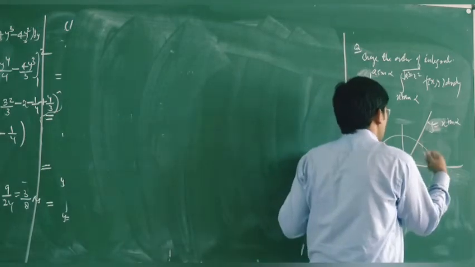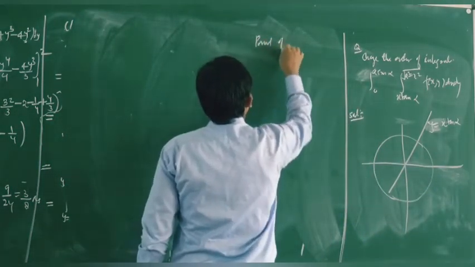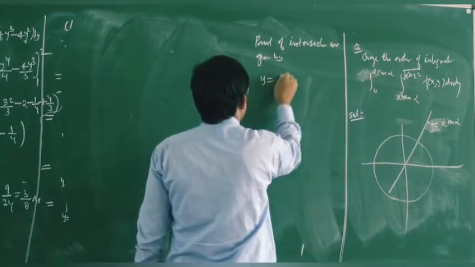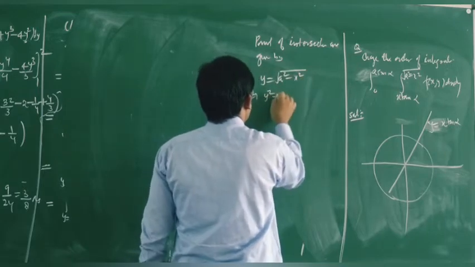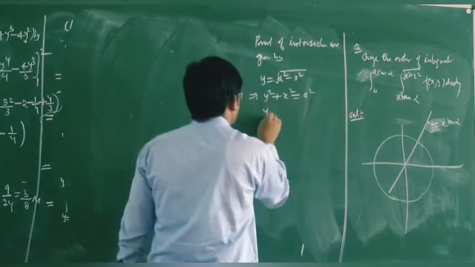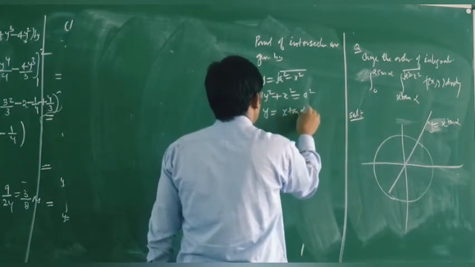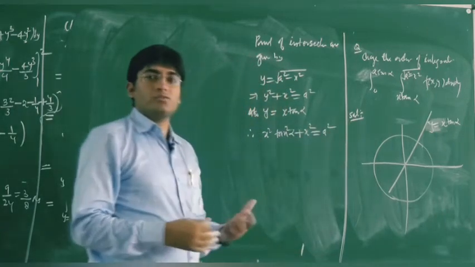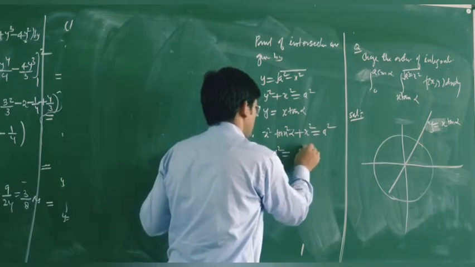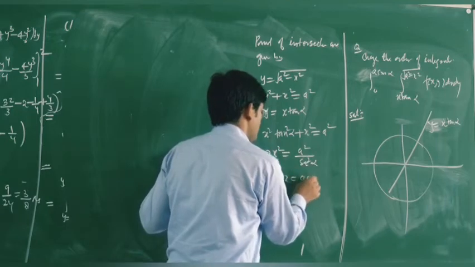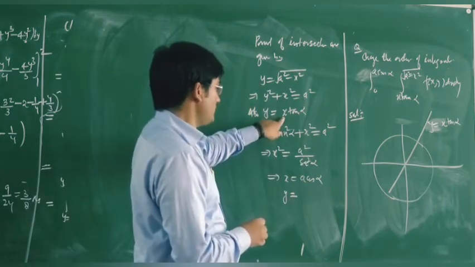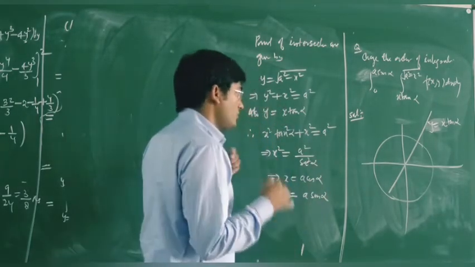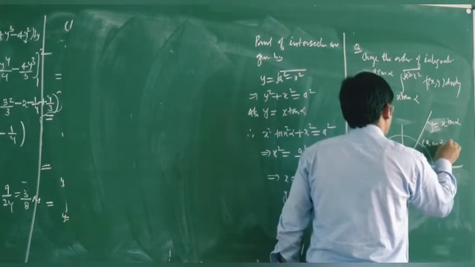Now let us find the point of intersection. The points of intersection are given by y equal to under root a square minus x square, so we have y square plus x square equal to a square. And again we have y equal to x tan alpha, so put the value of y here: x square tan square alpha plus x square equal to a square. So x square times (1 plus tan square alpha) is a square, so x is equal to a cos alpha. If you put the value of x here, then y will be a cos alpha into sin alpha upon cos alpha, so y will be a sin alpha. So the point of intersection is (a cos alpha, a sin alpha).